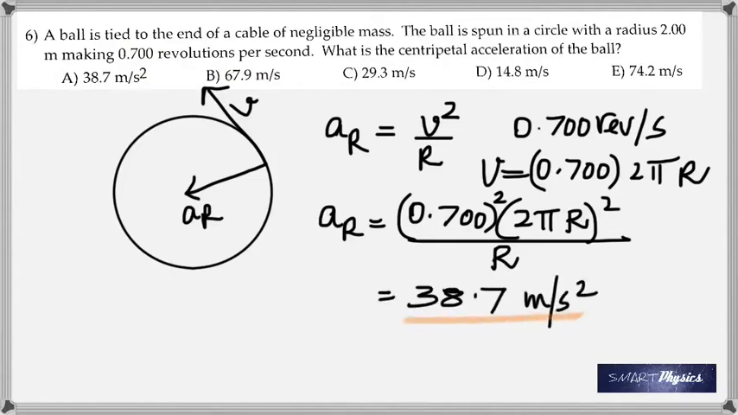And when you substitute all the numbers, you're going to get 38.7 meters per second squared. Remember that this will become r squared, and one of the squared terms will get cancelled with the radius, and this will become 4 times pi squared. So keep that in mind when you calculate.